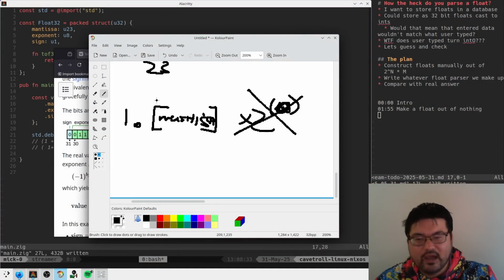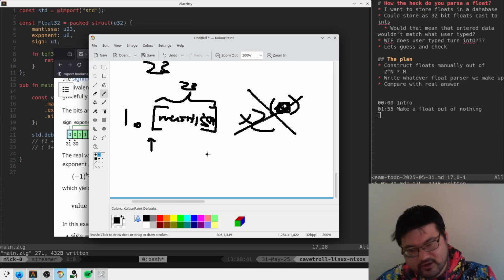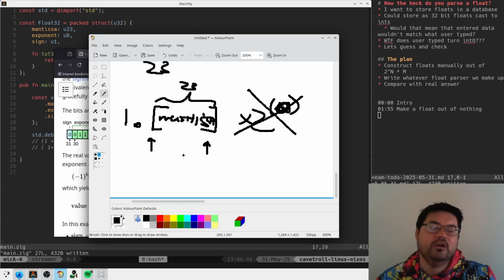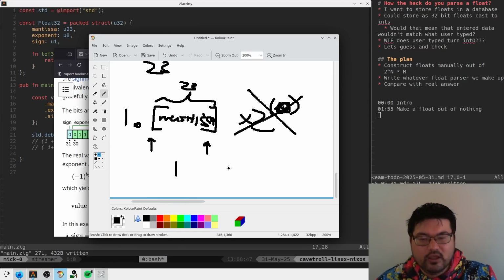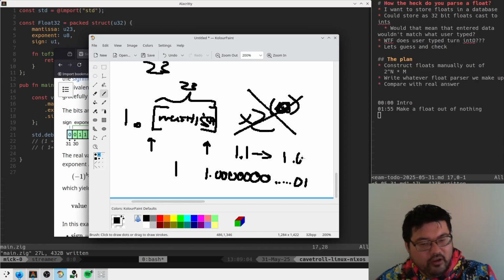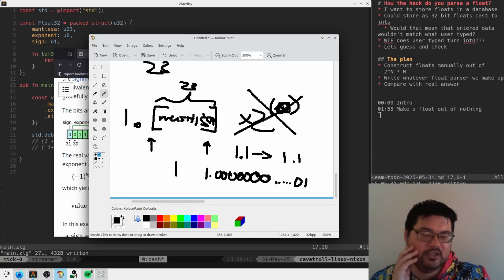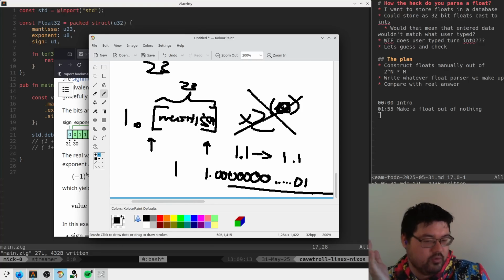Now, this guy has 23 bits, right? And they kind of start with the biggest bit here, the smallest bit here. So if you make this guy 1, you're going to get 1.000000001, except this is not decimal, this is binary, right? So in the same way that if you have 1.1 in decimal, you're doing 1 plus a tenth, in binary, 1.1 is 1 plus a half, right? So each digit goes down, gets cut in half. And so this is like 2 to the power of negative 23 essentially here.